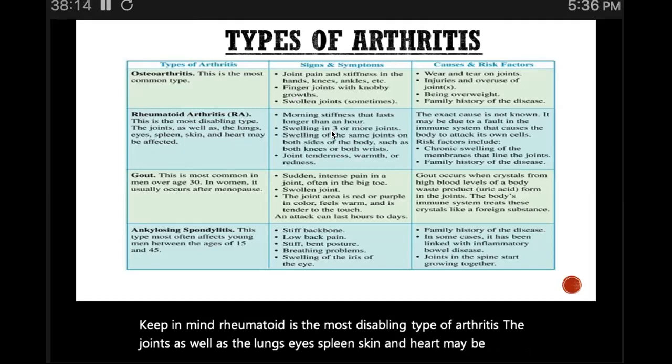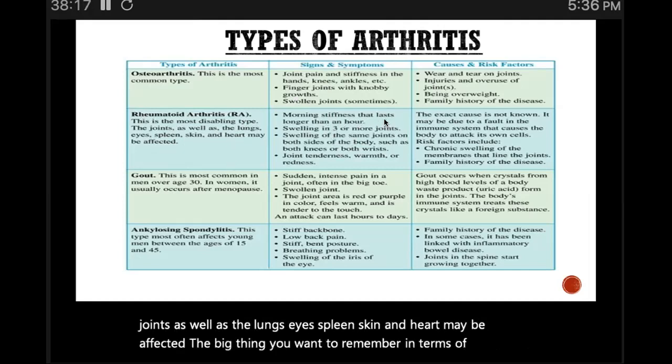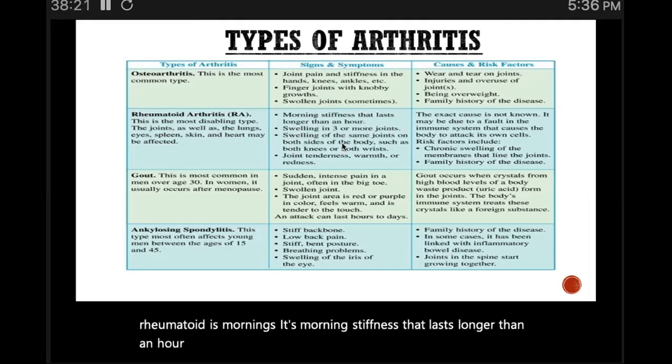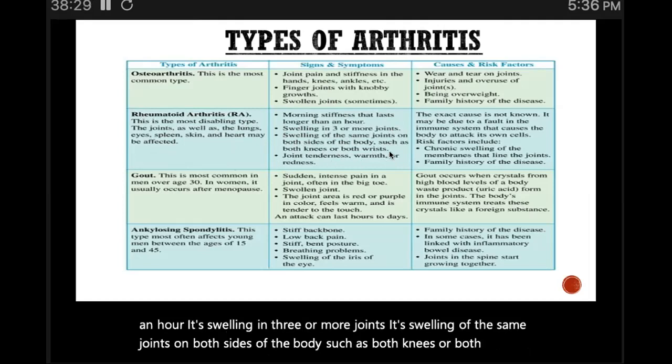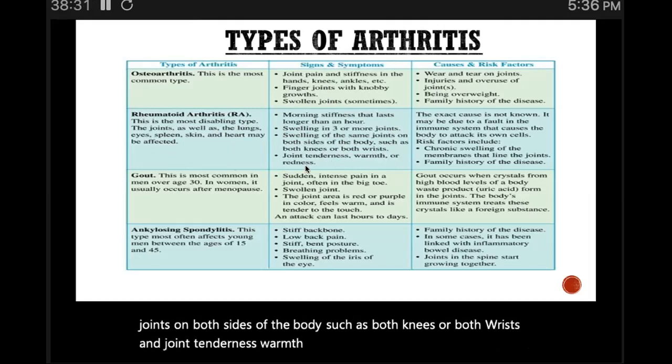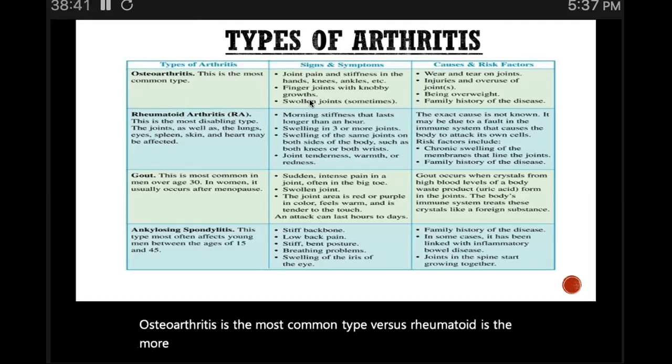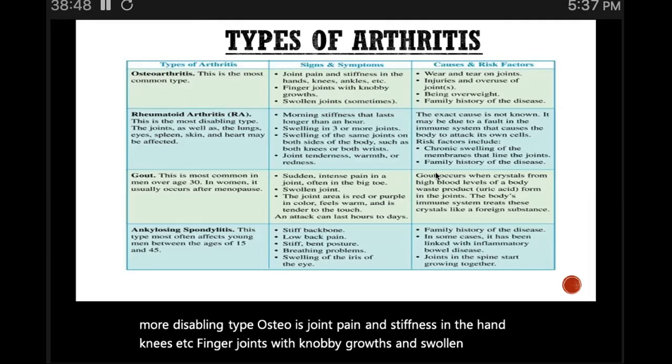The big thing you want to remember in terms of rheumatoid is it's morning stiffness that lasts longer than an hour. It's swelling in 3 or more joints. It's swelling of the same joints on both sides of the body, such as both knees or both wrists. And joint tenderness, warmth, or redness is very common versus osteoarthritis. So keep in mind, osteoarthritis is the most common type versus rheumatoid is the more disabling type. Osteo is joint pain and stiffness in the hands, knees, etc. Finger joints with knobby growths and swollen joints sometimes.